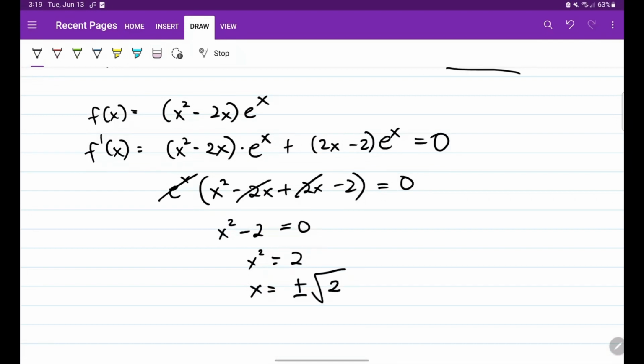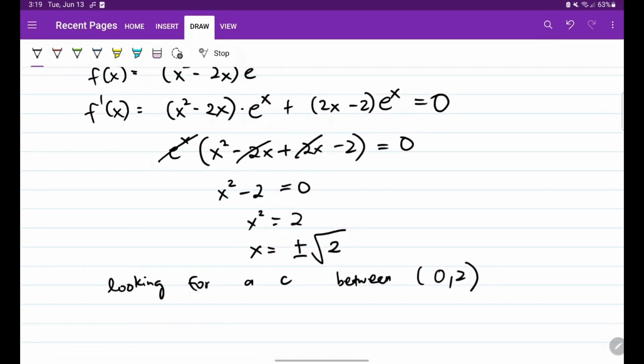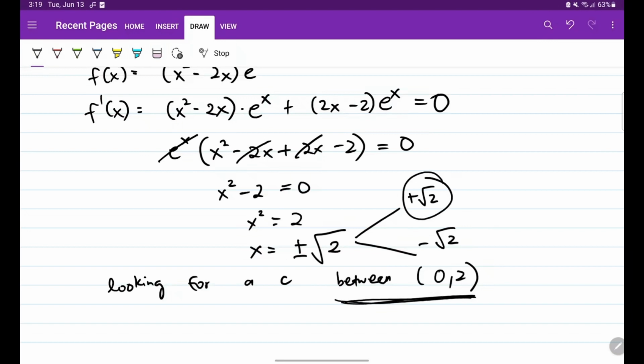But take note that this is not yet our final answer. Why? Because we are looking for a c in the open interval 0, 2. And we have here two values for x: positive square root of 2 and negative square root of 2. Only one of them is inside 0, 2, which is the positive square root of 2. So our answer here is c equals square root of 2.